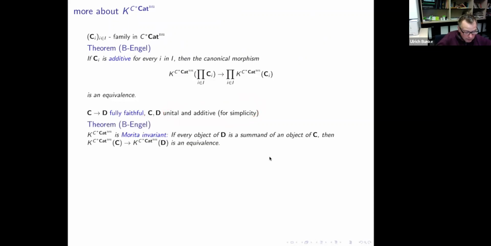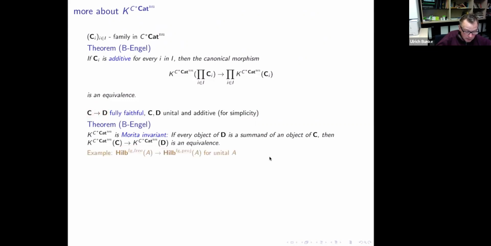And then the theorem is that this K-theory functor is Morita invariant, and this means if every object of D is a summand of an object of C, so every object here is a direct summand of an object here, then the inclusion induces an equivalence.